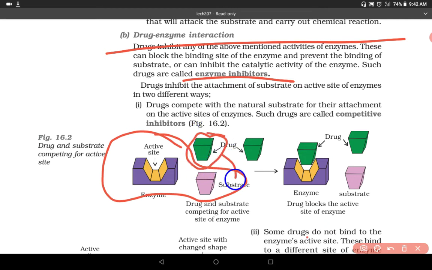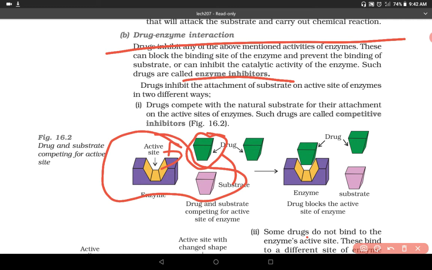Instead of the substrate fitting into this active site, the drug will go and sit in the active site and change the chemical reaction. This can block the binding of an enzyme and prevent the binding of substrate, and can inhibit the catalytic activity of the enzyme. What is the catalytic activity of an enzyme? I already told you. It releases some functional group and carries out the chemical reaction, but the drug binds and inhibits this chemical reaction, inhibiting the catalytic activity of the enzyme.